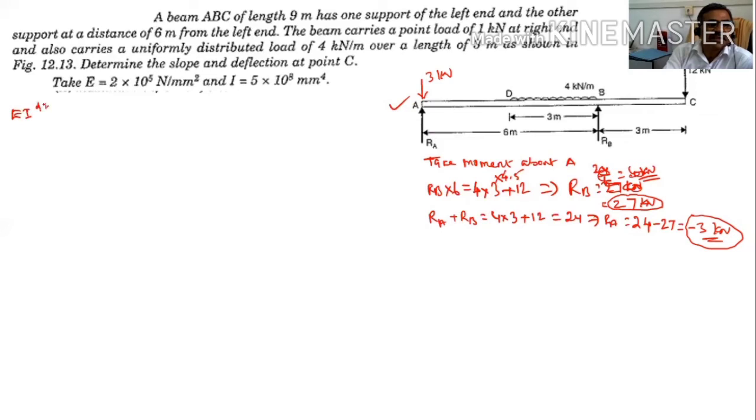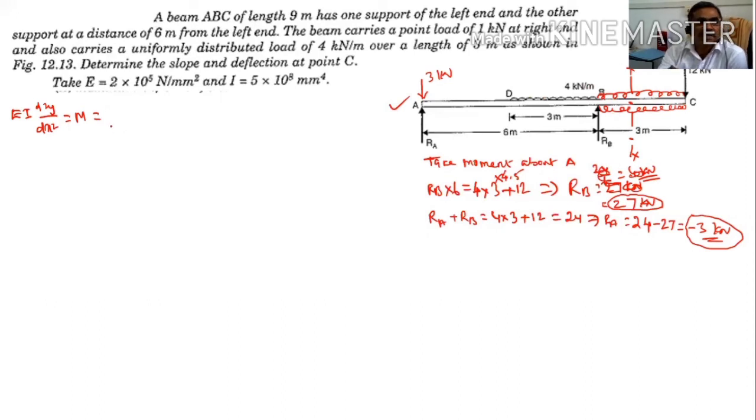into d square y by dx square, that is equal to M. So here you take the x axis here. If you take the axis here, the uniformly distributed load must be extended up to this end. So to compensate this load, you take a load in the upward direction also. This will be acting in the downward direction, this will be acting in the upward direction. Both have the same magnitude, both get cancelled, right?